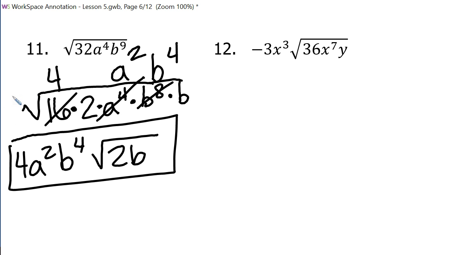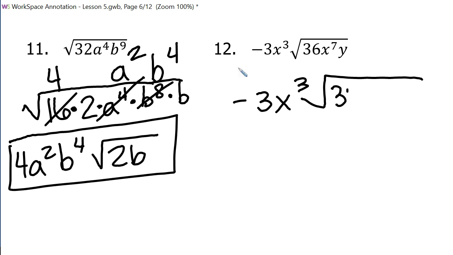Next one, number 12. If you have numbers out front, just bring it down. Now 36. Do I have to break up 36? No, it's already a perfect square. So if it's a perfect square, leave it alone. But x to the 7th, how do I break that up? X to the 6th times x times y.